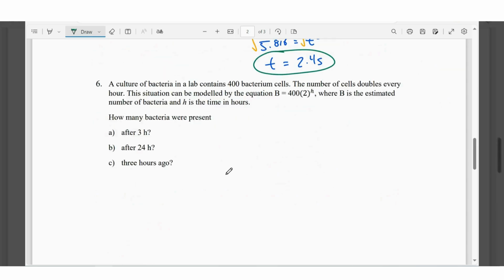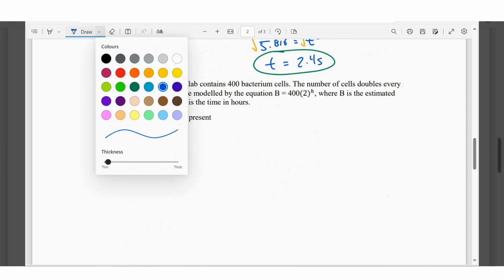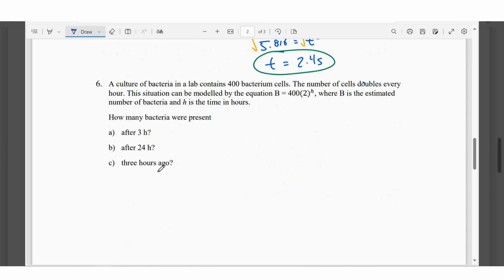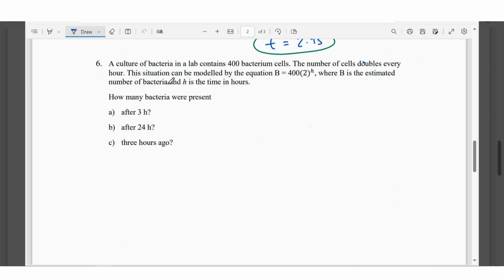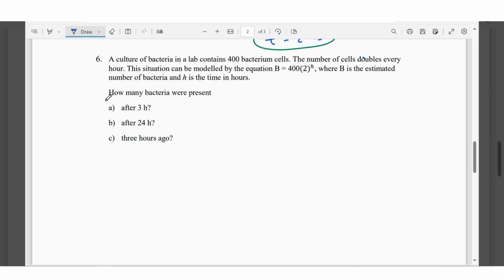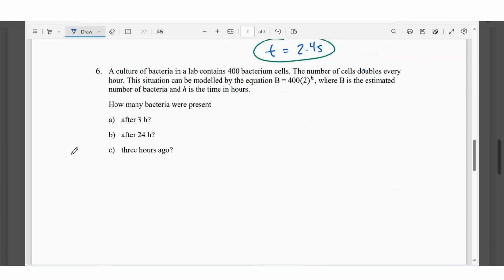Let's do the last one together. A culture of bacteria in a lab contains 400 bacterium cells. The number of cells doubles every hour. This situation can be modeled by the equation B for bacteria equals 400 times 2, that's the doubling, to the power of H, where B is the estimated number of bacteria and H is the time in hours. So how many bacteria were present after 3 hours, after 24 hours, and 3 hours ago?